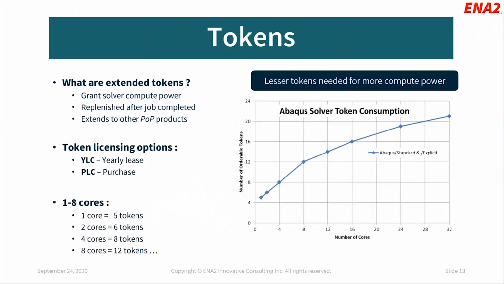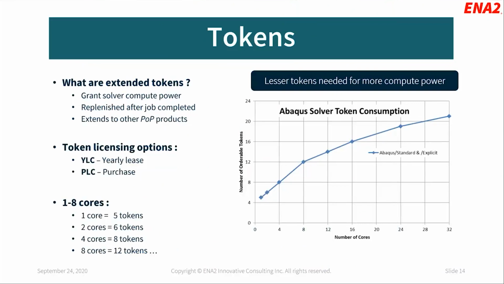So to understand how you'll actually have to use Abaqus and the other products covered in the Power of Portfolio, let's touch base upon what really helps you in solving your problems, which is the solver, and that's done by means of these extended tokens. So tokens grant the solver the computational power that is required for you to perform your simulation. And once a simulation or a job is completed, the tokens are replenished back into your main account.